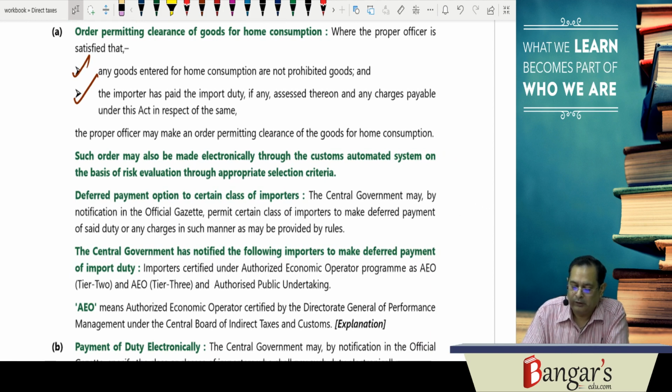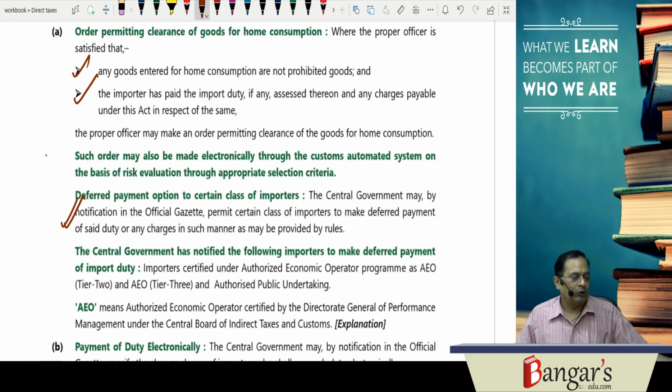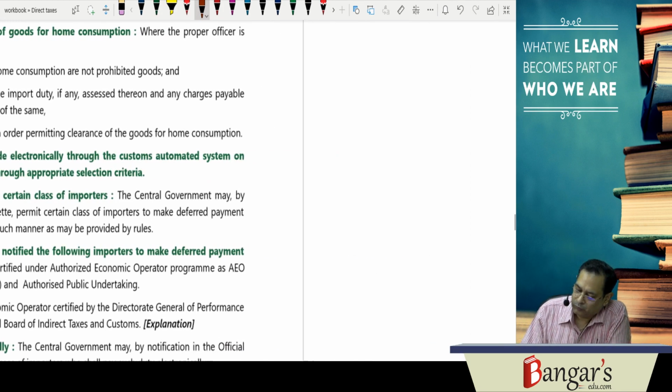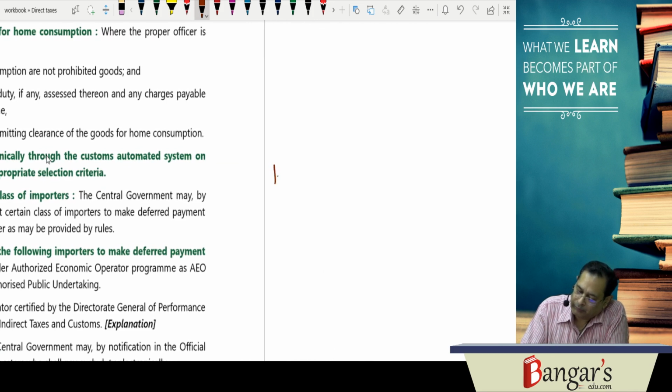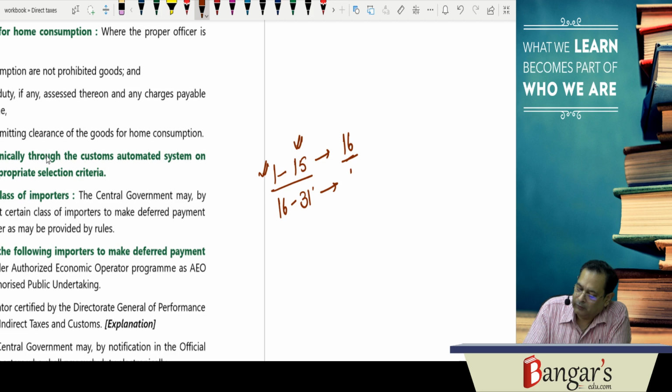Besides this, deferred payment duty is also allowed to certain classes of the importers. So if bill of entry has been presented, say from first day to 15th day, it is returned to you, then you have to pay the duty on 16th of the next month. And if it is 16th to, say, 31st, it will be what? 1st of the next month, except for March.